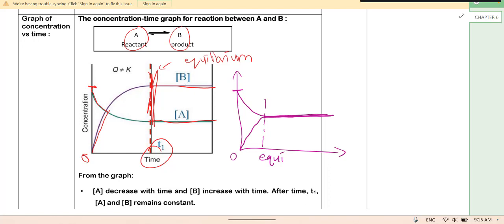If you have several reactants or several products, the graph should be the same. For example, I have several reactants forming several products. The product is always increasing, and the reactant is always decreasing.